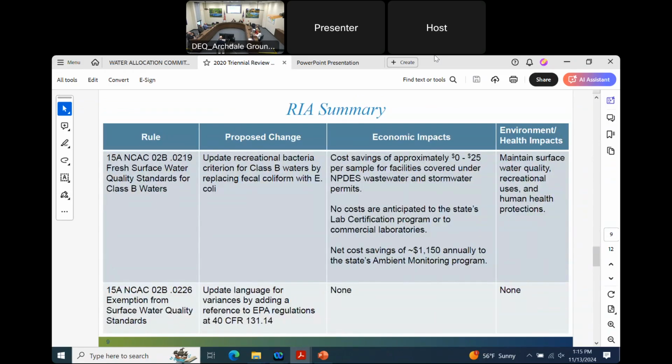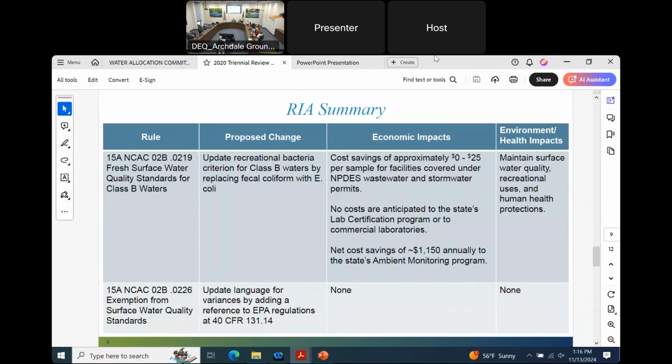And this table just shows a brief summary of the regulatory impact analysis. The regulatory impact analysis for this version of the triennial review was approved by OSBM. I believe it was October 29th, 2024 that they certified it. It's included as one of the attachments for this item as well. And just a quick rundown for the proposal to update the Class B waters using the E. coli bacterial indicator.